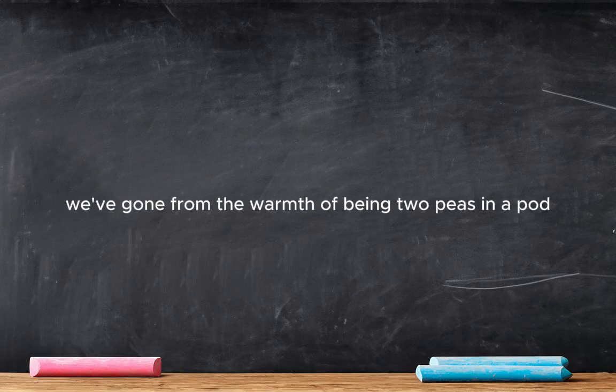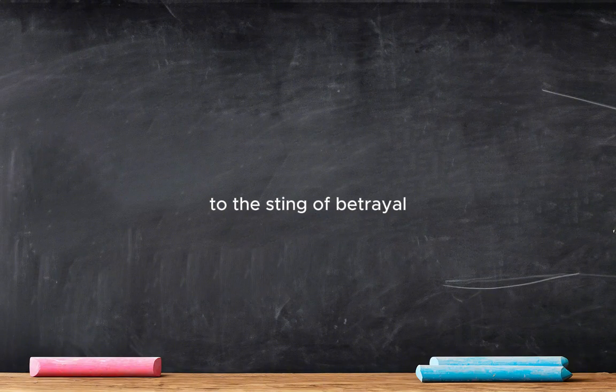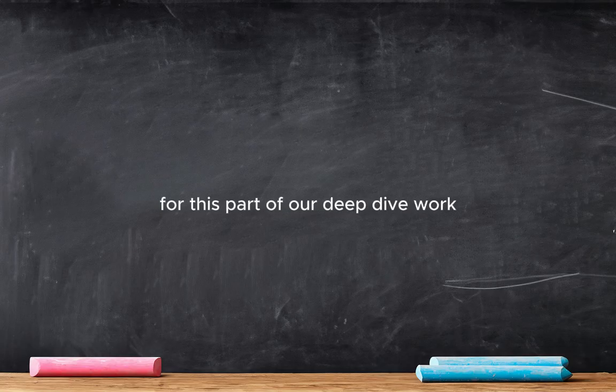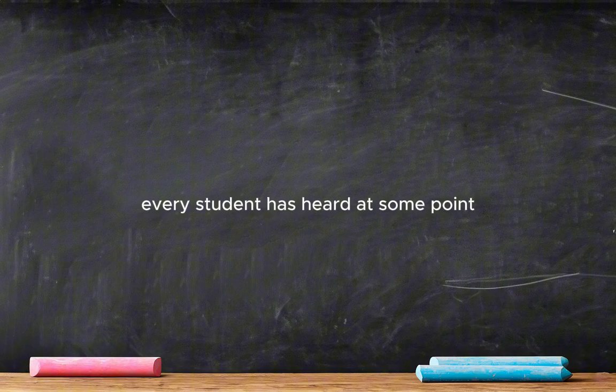So we've gone from the warmth of being two peas in a pod to the sting of betrayal. Relationships are a roller coaster, aren't they? They really are. But speaking of journeys, let's move on to our final theme for this part of our deep dive: work. The book starts off this section with a classic, hit the books, which, let's be honest, every student has heard at some point. Oh, it's a rite of passage. It's like a universal experience.